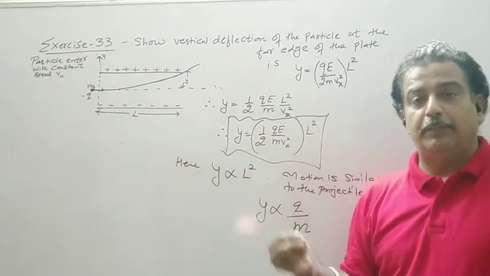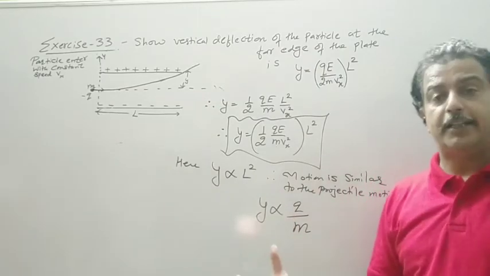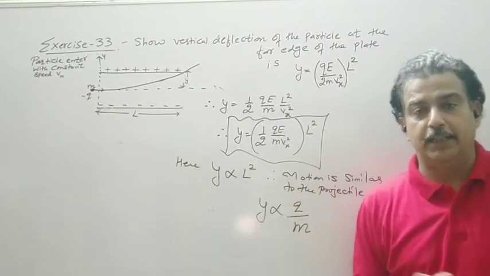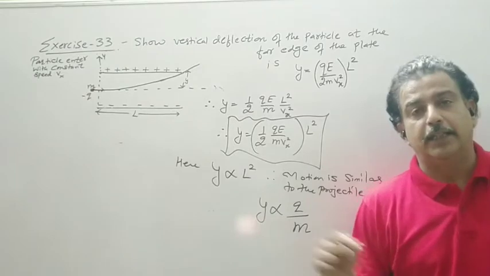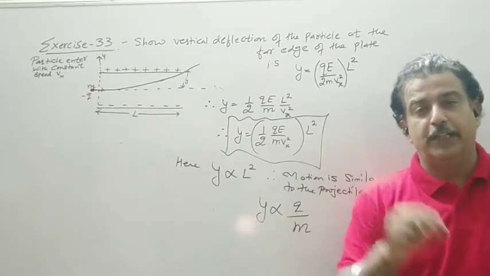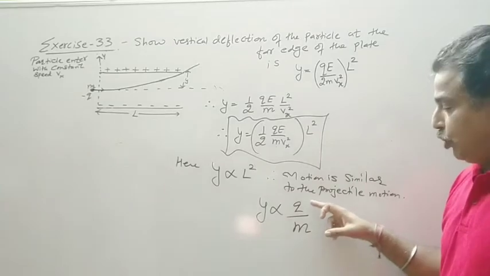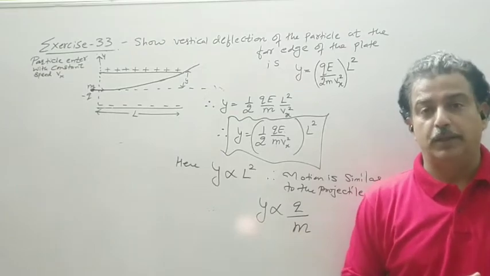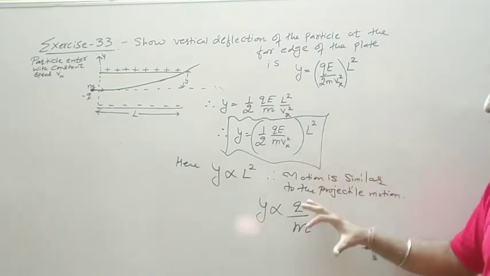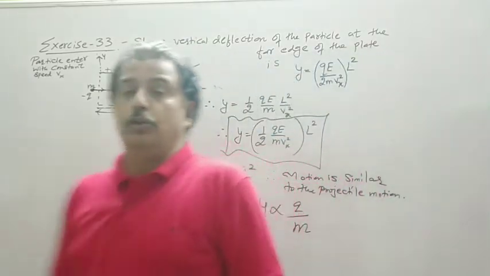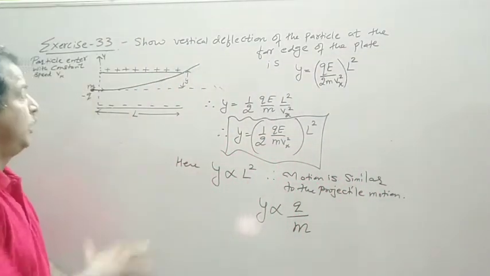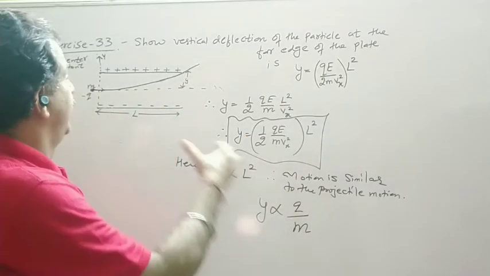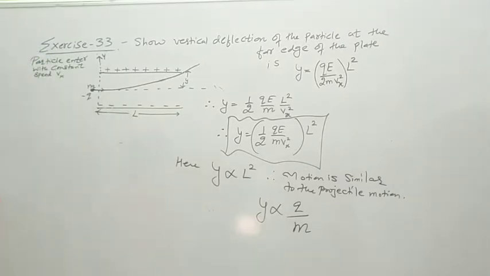Three particles were given, particle 1, 2 and 3, and there we have directly written that the deflection was maximum for particle 3. There we have directly written that the ratio of q by m for particle 3 is more, so it will be deflected more. So this deflection always depends on the ratio of q by m. Now in continuation with this question 33, we have question 34 where all these values are given. Let us see question number 34.